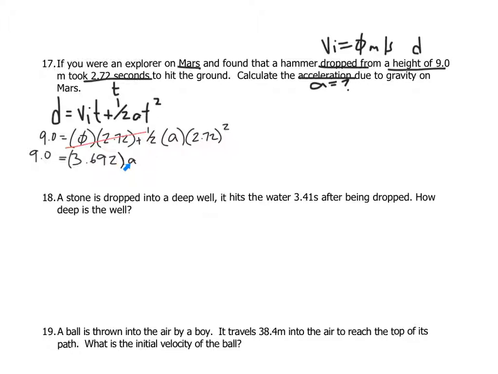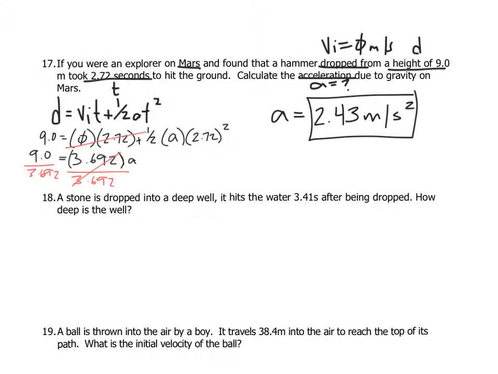And I can see here that 3.692 and A are being multiplied. So to get A by itself, I have to divide both sides by 3.692. These cancel, and I've got A all by itself. I simply need to do 9 divided by 3.692, and I get 2.43 meters per second squared is the acceleration of gravity on Mars.